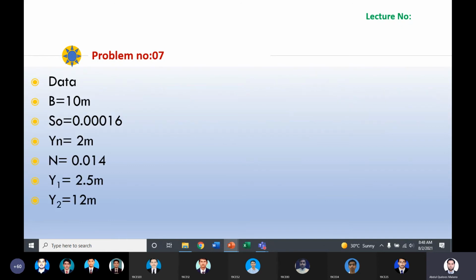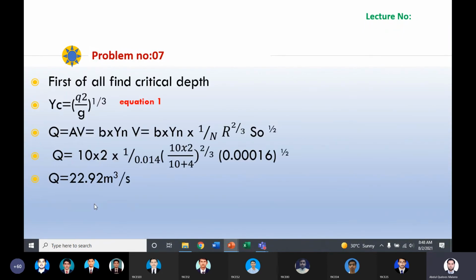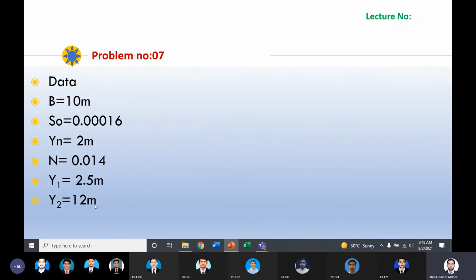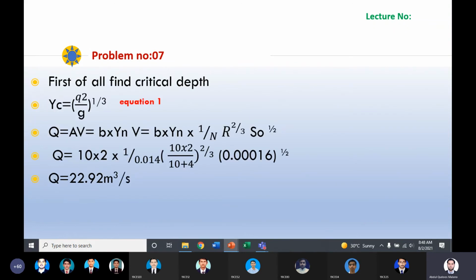Okay. So now the information given is width is 10 meters, slope is 0.00016, normal depth is 2 meter, Manning coefficient is 0.014, and the first depth changes from 2 to 2.5 meter. At what distance will this be? We will find delta x, the length of this curve, and then y2 when it is reaching 12 meter. So now we have to state the type of the water curve, meaning which profile it is.